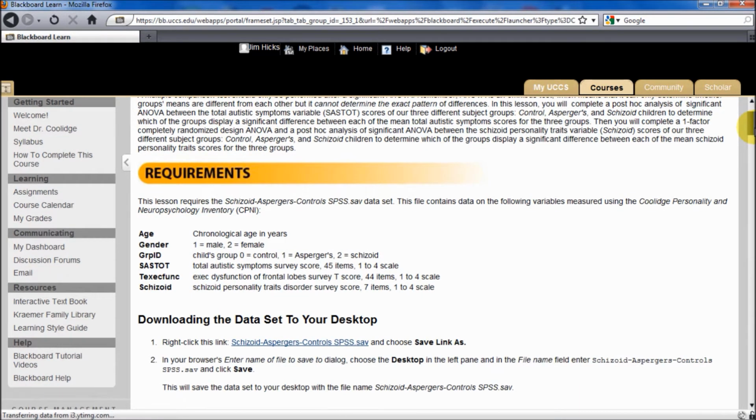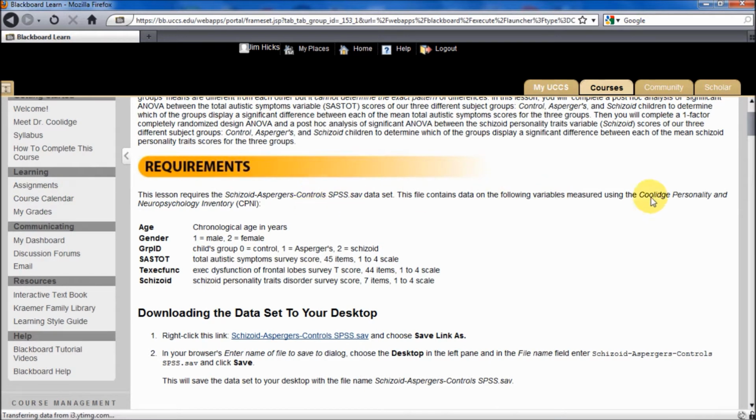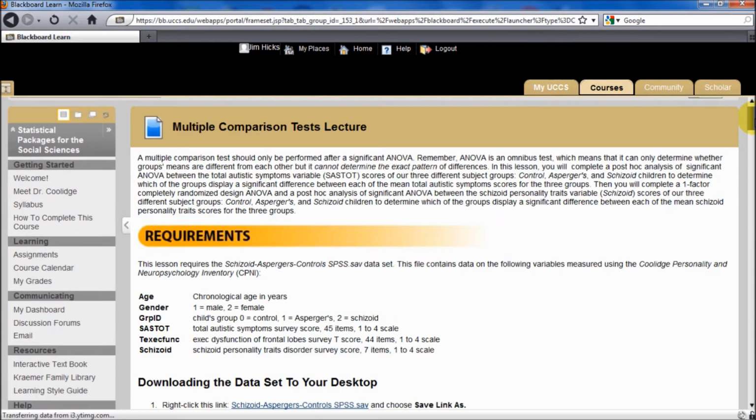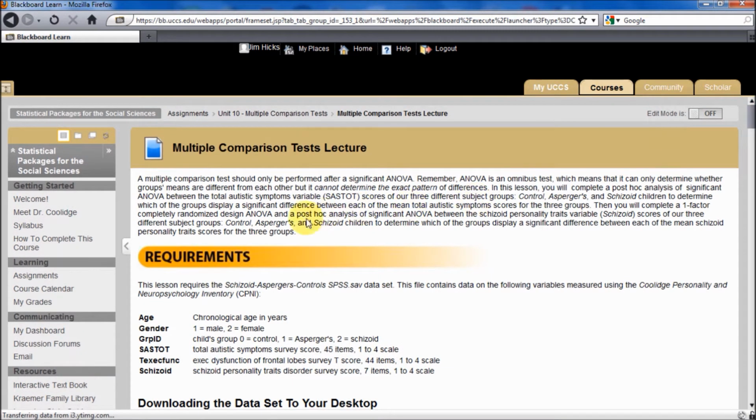We're going to use, again, the schizoid, Asperger's, controls data. And here's our data set. And I say here that what we've got to do is check for a difference in mean total autistic symptom scores for 3 different groups. We're going to complete this one-factor ANOVA, and then we're going to do the post-hoc analysis on traits between the groups. So let us get started.